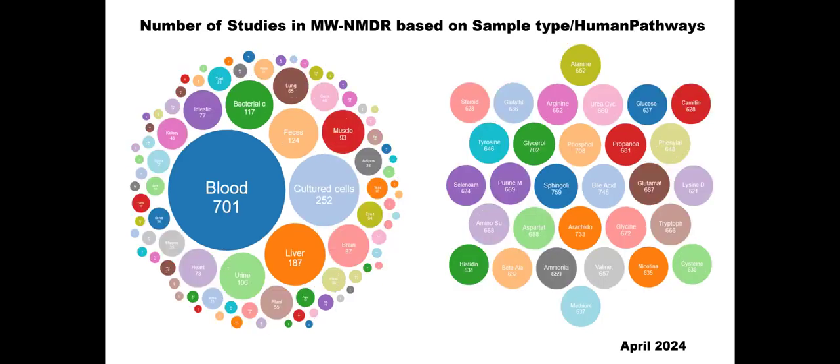Next slide. Similarly, there are other ways to slice the data and then see them and further follow through. For example, based on the sample type or the type of human pathways that are covered by the metabolites that have been measured in these studies that we can see on the right-hand side.